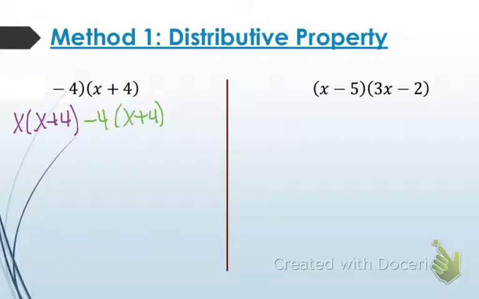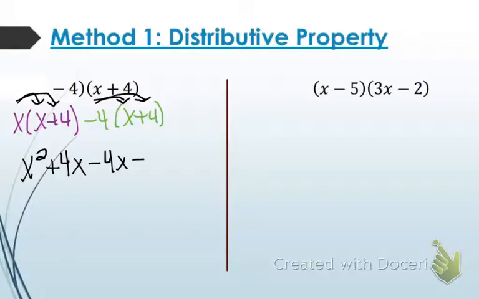Okay, so I'm going to distribute this whole polynomial here. Here we have x times x. That gives us x squared. X times 4, that gives us a positive 4x. So moving on. Negative 4 times x, negative 4x. Negative 4 times a positive 4, that gives us a negative number. 4 times 4, 16.